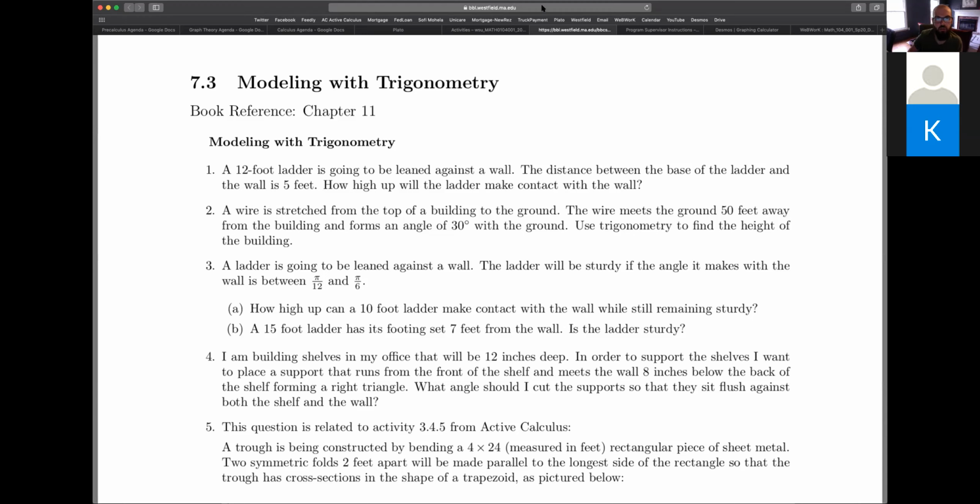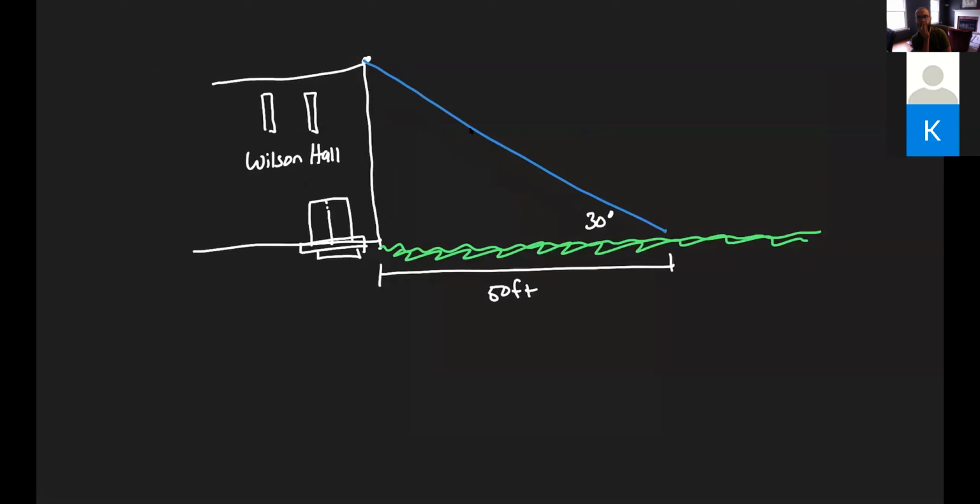All right, so we've been thinking about this, and while you and I have been drawing a picture, you might have something that looks like this. As the problem is stated, you have a wire at the top of a building. You're going to stretch it all the way to the ground. And the wire is going to touch the ground 50 feet away from the building. You can take out your protractor and actually measure that angle and find that the angle is 30 degrees. So what we're going to do is figure out how we can use trigonometry to determine the height of the building.